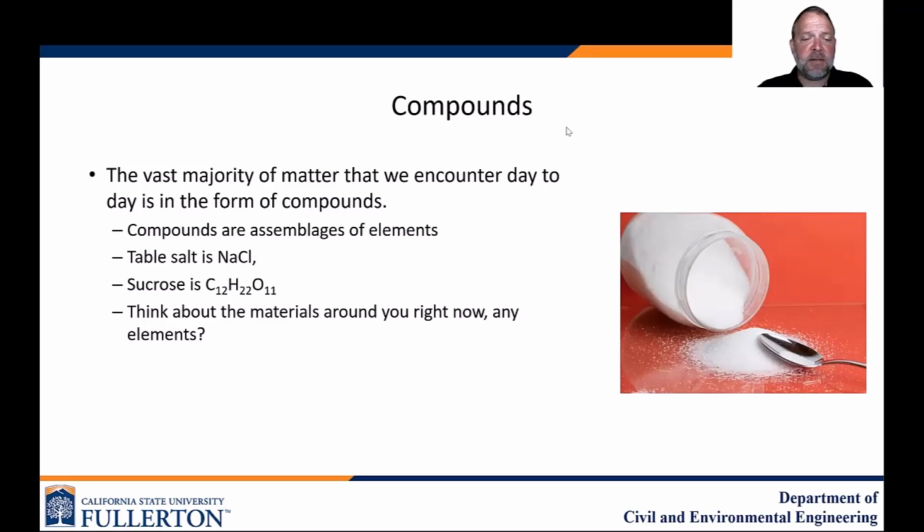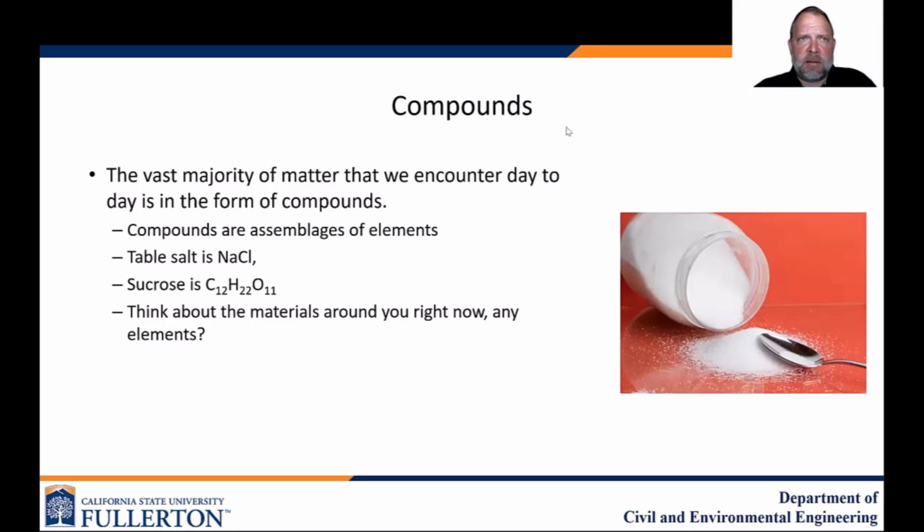Sucrose, table sugar, is another compound that you're commonly familiar with. It's C12H22O11. So that tells us that the way that carbon, hydrogen, and oxygen bond in sucrose is a 12 to 22 to 11 ratio.